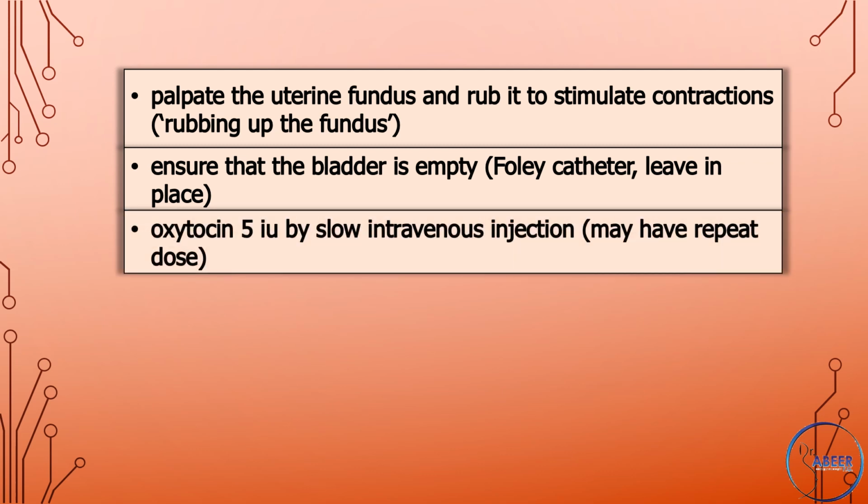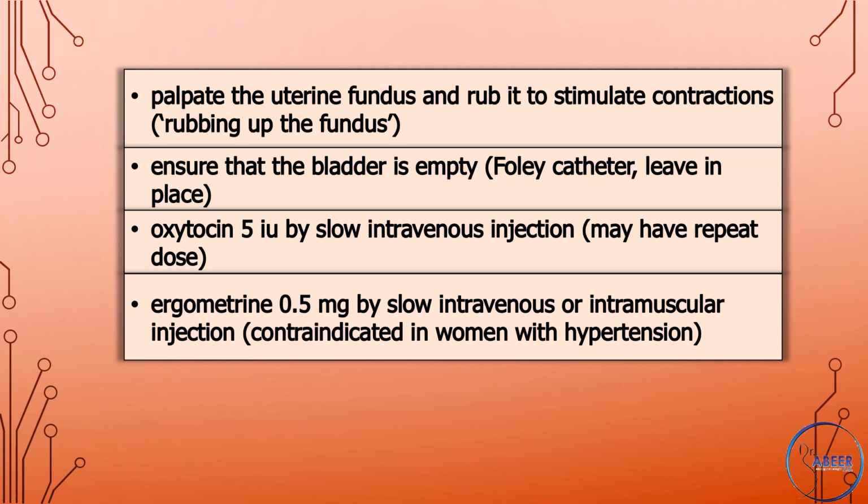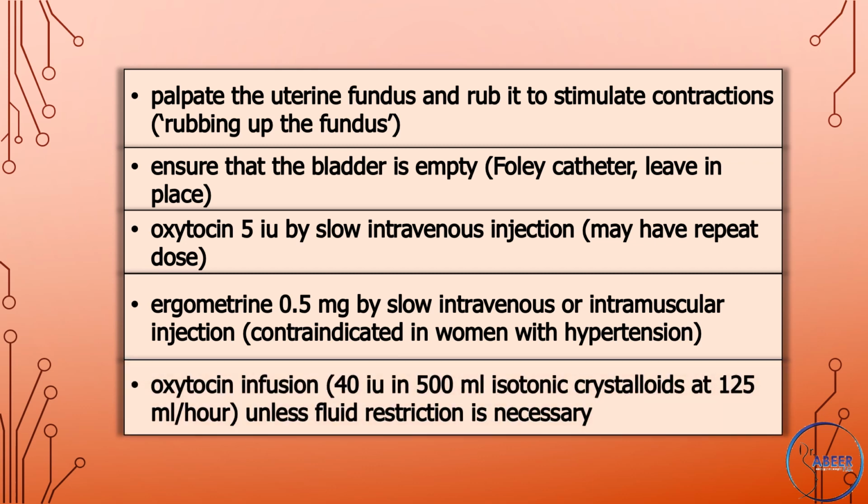Oxytocin 5 international units by slow intravenous injection, may repeat the dose. Ergometrine 0.5 mg by slow intravenous or intramuscular injection, contraindicated in women with hypertension. Oxytocin infusion 40 international units in 500 ml isotonic crystalloids at 125 ml per hour unless fluid restriction is necessary.